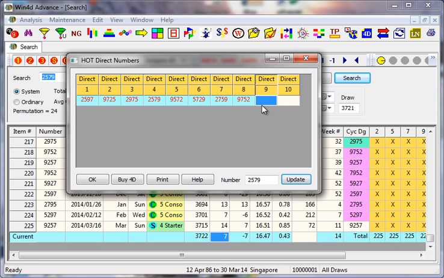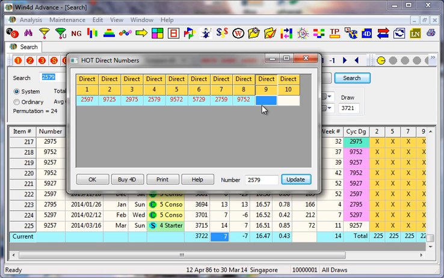If you have got Win4D Advanced, latest version 3.2.2, congratulations. Do bear in mind that, as we know, Win4D is a game of probability. If it did appear, good. If it did not, then continue to use the new set of hot direct numbers. But do bear in mind to update the results first before you take a look at the hot direct. You must use the new set.